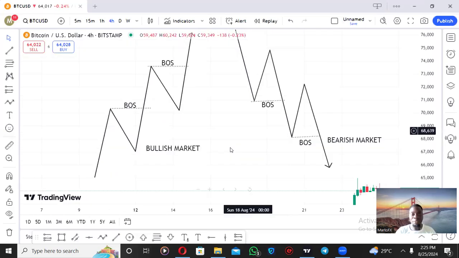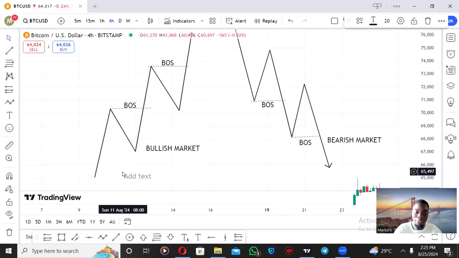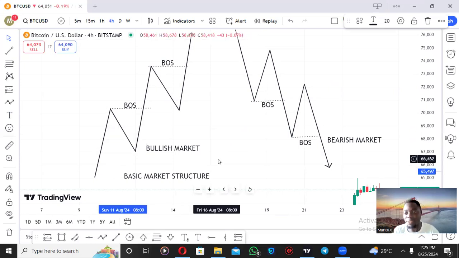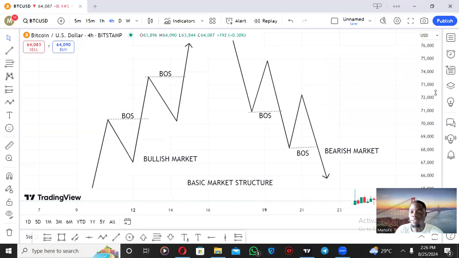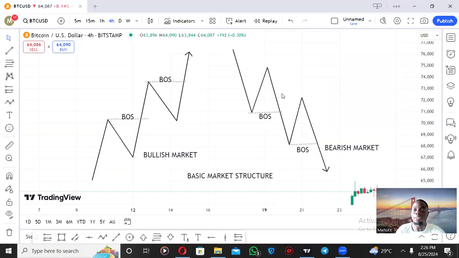All these I call basic market structure. They're not what will make you profitable, but just a framework. Basic market structure is what most people know. But unfortunately, if you know only this, your profitability in the market will be slim. Yes, it will be slim. All right, now this is for the two. We also have a market that is consolidating, but I don't have time for that.